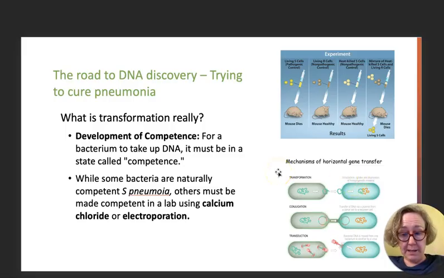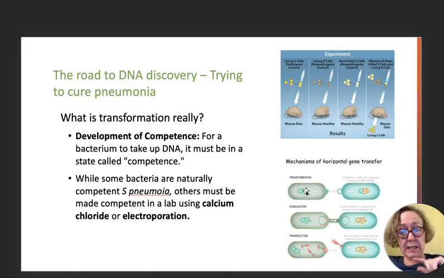It's almost like Mendel and the peas. If he'd used anything other than peas, it would not have worked out as well. Same thing with Griffith. If he'd used practically any other bacteria, this would not have worked. But he did it. He used Streptococcus. And many others can be made competent in the lab using either electroporation or calcium chloride. He didn't need that because he had pneumonia. And when he did that, he was able to look at horizontal gene transfer.